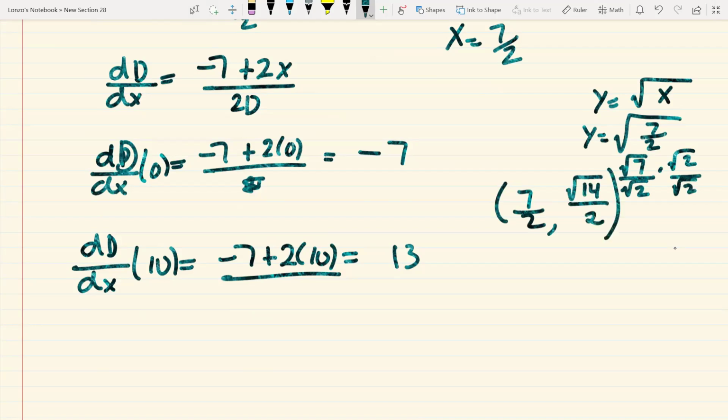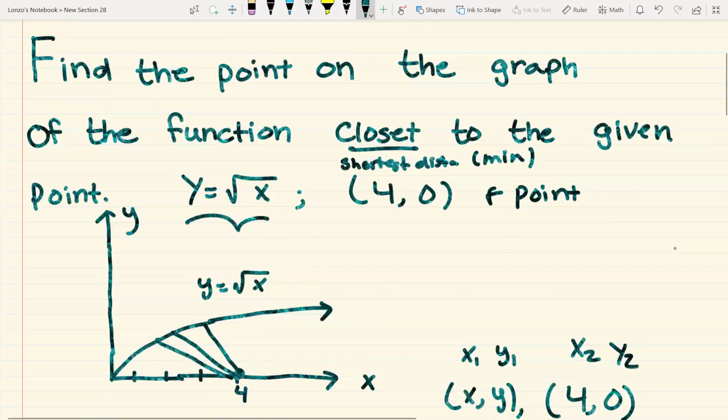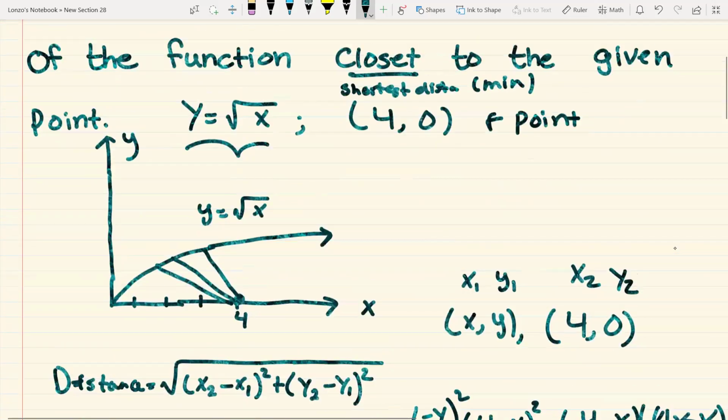Okay, so this is the point that's closest. This is your min. And that's it. So this is the answer. This point here will be the closest to this graph. Okay, I will stop here. Thank you.